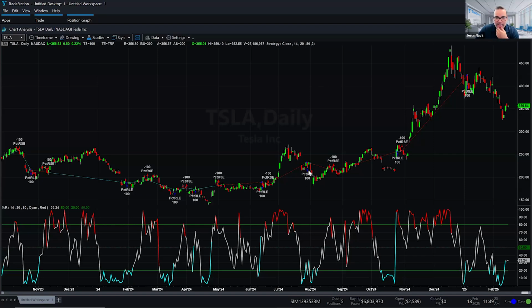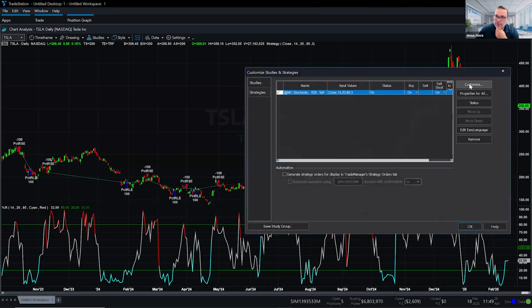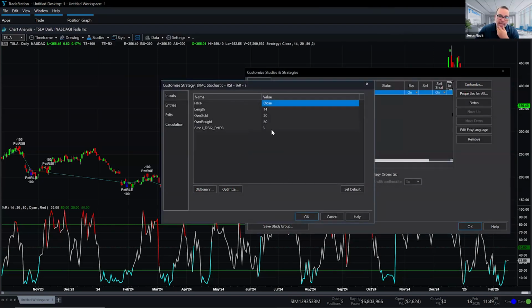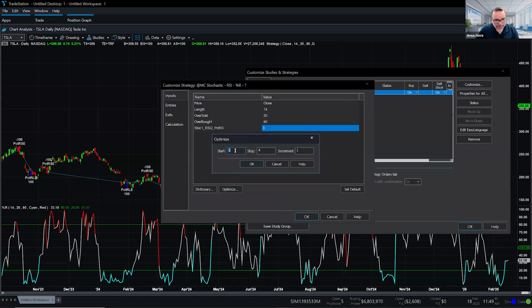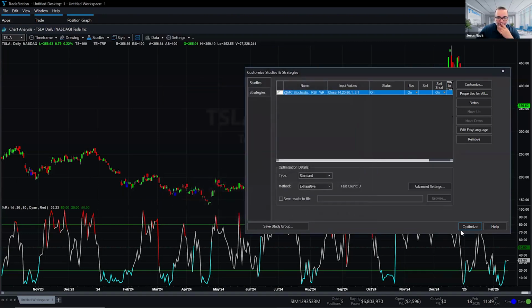In this case, I can edit the strategy, go here to customize, and I can select the field where you enter the number of the strategy that you want to pick. And instead of entering a number, I can say optimize. And I'm going to optimize 1 to 3 in increments of 1. So it's going to test 1, 2, and 3. And it's going to pick the one that has the best historical performance. I'm going to click OK, and then just click on optimize.